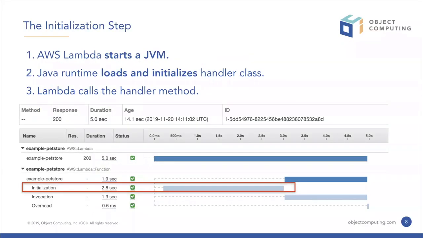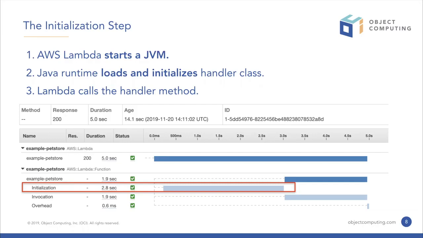Let me tell you what happens during a cold start inside Lambda. First is that Lambda will start a JVM, and the JVM will load the Lambda runtime. The Lambda runtime is just a small collection of classes. All they do is go and find the class you have configured as your event handler, create a singleton instance of that object, and then call the handler method.